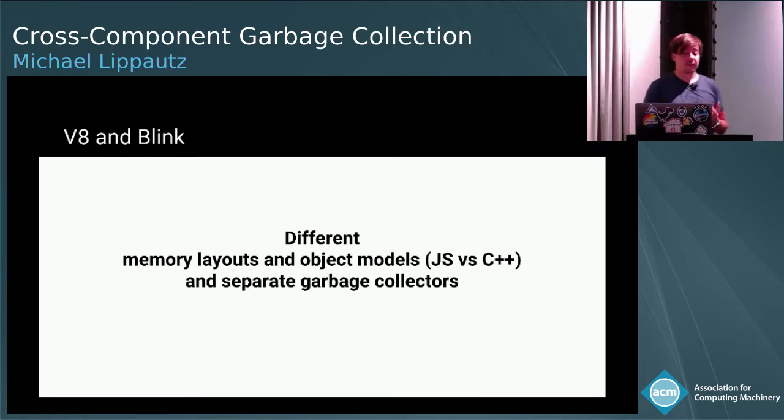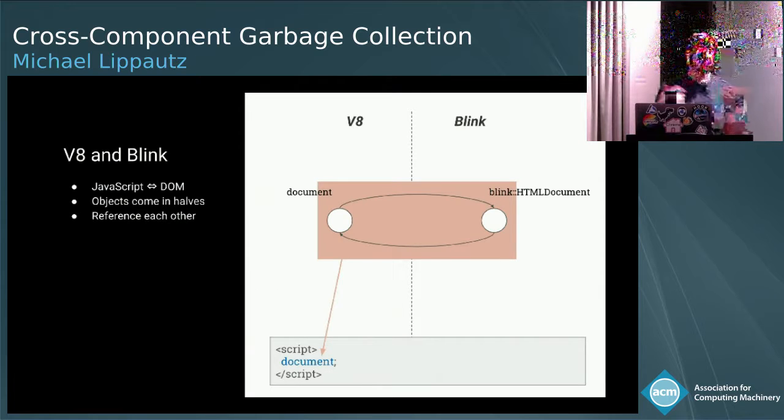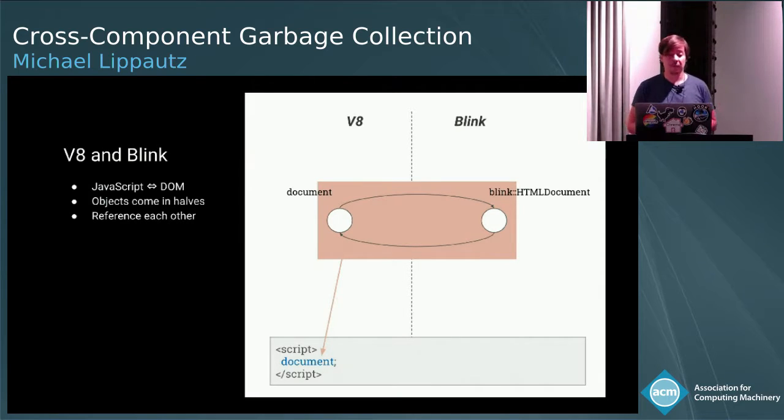Because the important point is that what we are dealing with is two components. They have vastly different memory layouts and object models, JavaScript versus C++, and separate garbage collectors that are quite different these days. The one is relatively advanced, lots of concurrency, lots of advanced features. The other one is still very simple. And we want to solve the problem of reclaiming memory across these boundaries. But in order to get there, we first need to know how the web actually works, at least in Chrome.